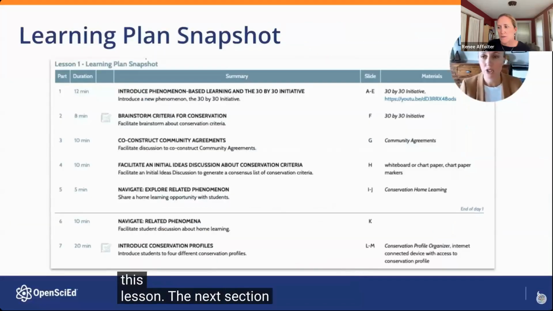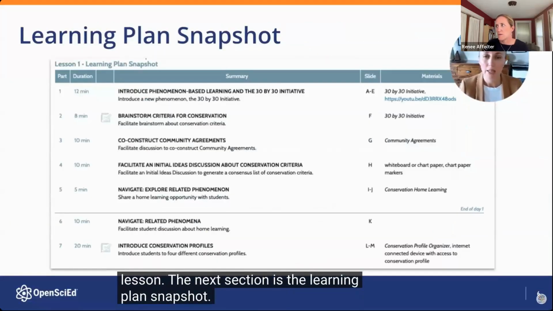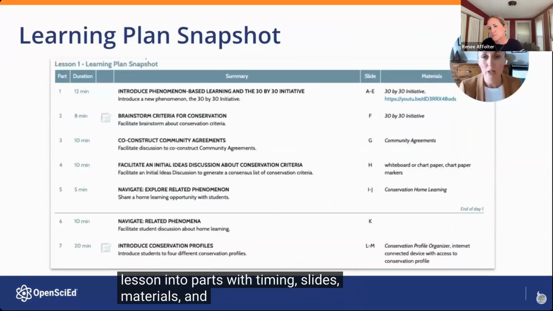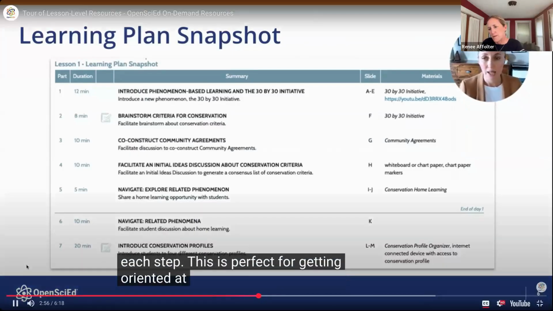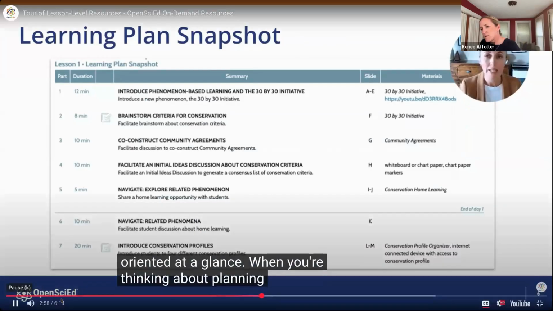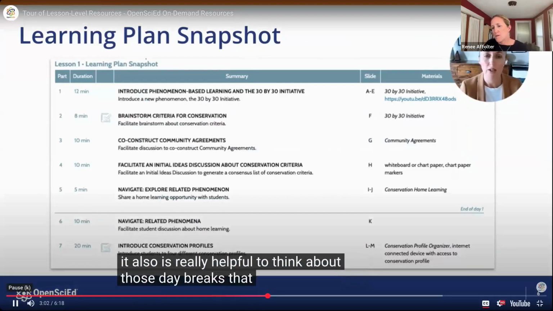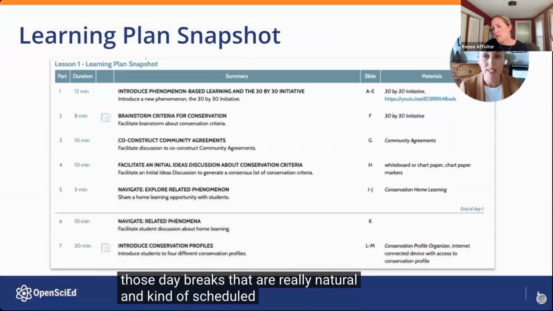The next section is the learning plan snapshot. This breaks down the lesson into parts with timing, slides, materials, and a brief description of each step. This is perfect for getting oriented at a glance. When you're thinking about planning out your lesson, it also is really helpful to think about those day breaks that are really natural and kind of scheduled in.